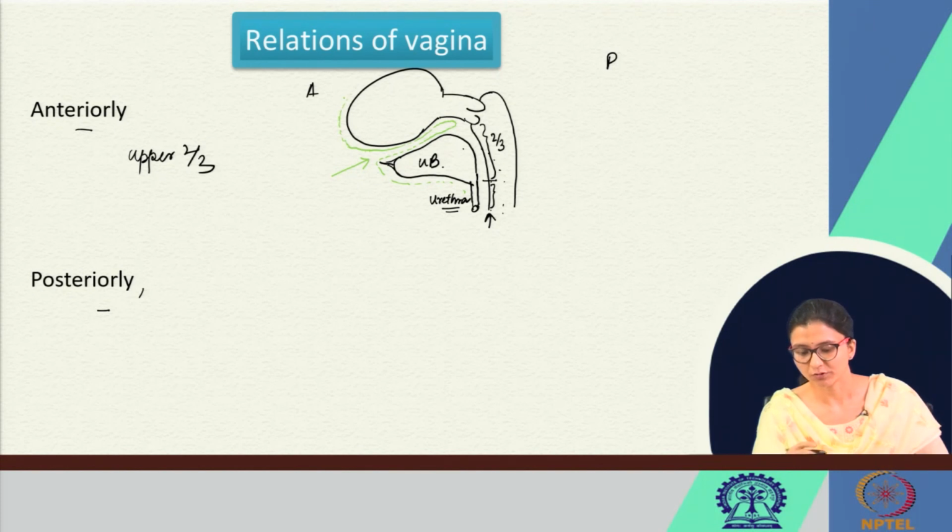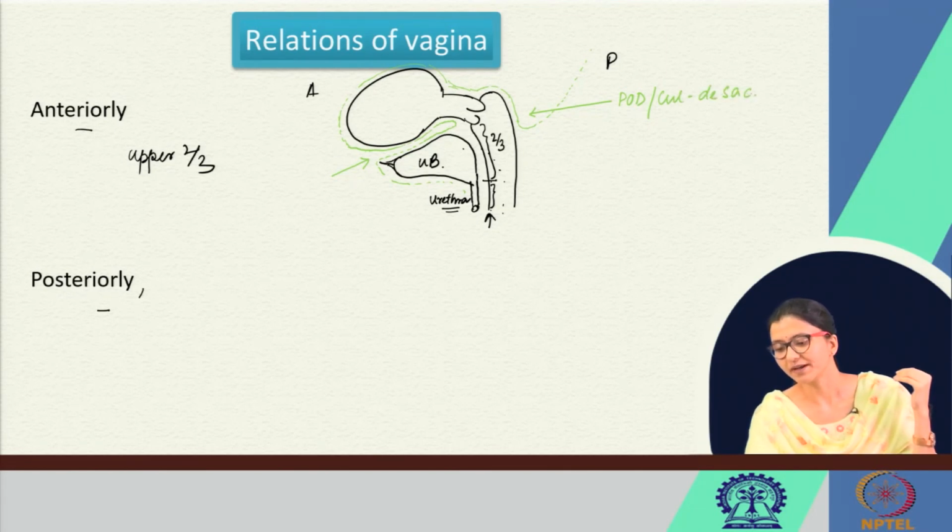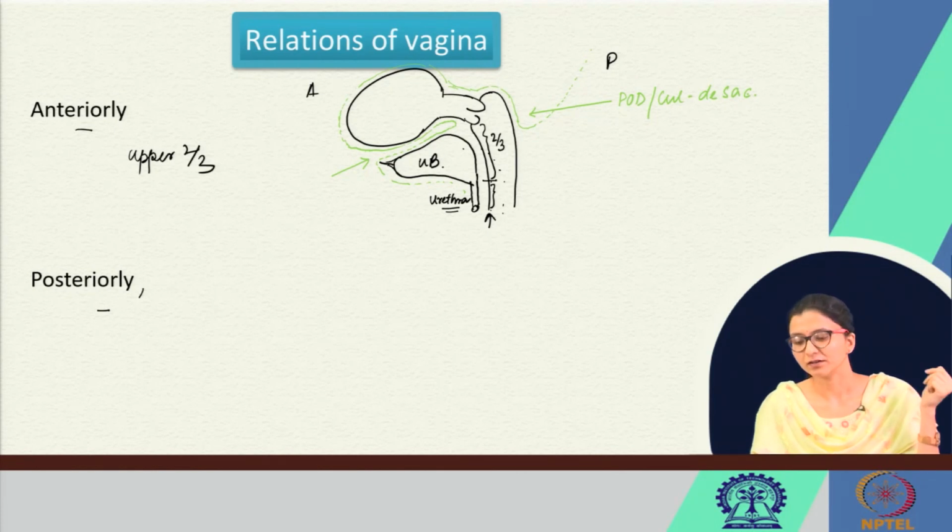Then it will go over the fundus and then to the posterior surface, then the posterior aspect of cervix, then the posterior vaginal wall, and then it will reflect upwards into the abdomen. This is known as the pouch of Douglas or the cul-de-sac. It is the most dependent part of the female peritoneum. Any pus, any collection, any ascites, any blood will be collected in the POD.